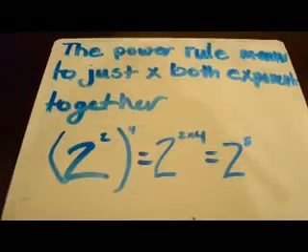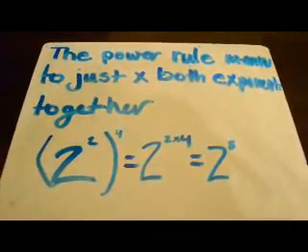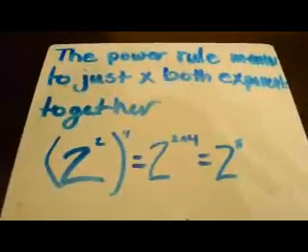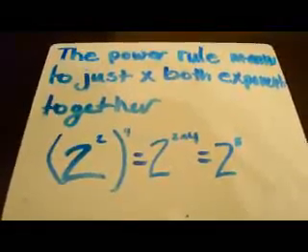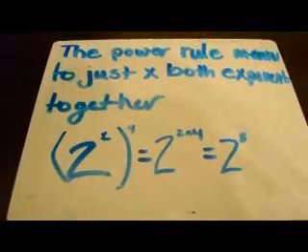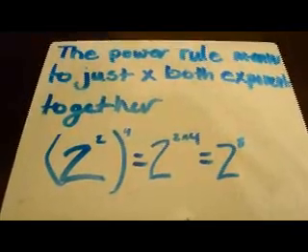Power rule. Okay, so the power rule tells us to simply multiply both exponents together. So in this example, we have 2 squared to the 4th power, so we just multiply the 2 and the 4 to get 2 to the 8th power.